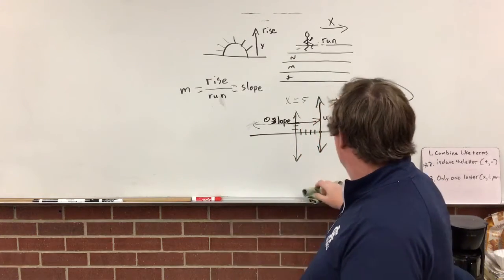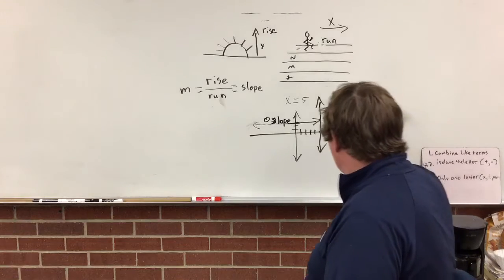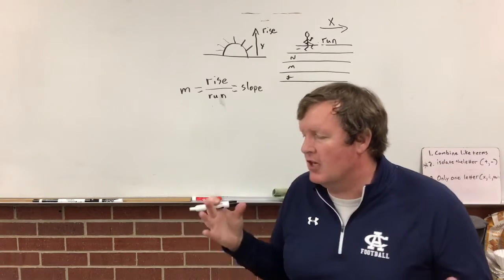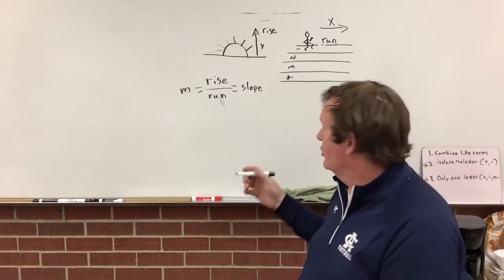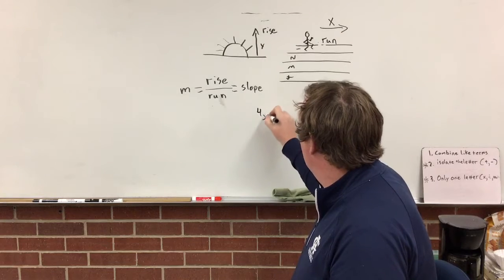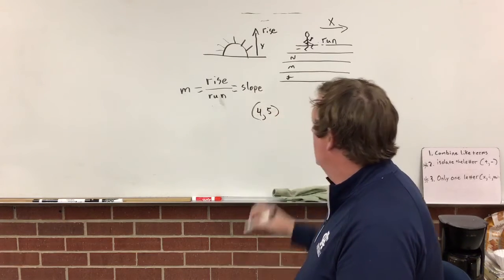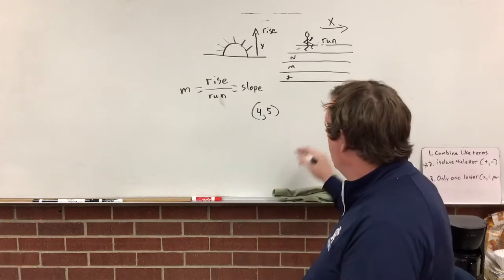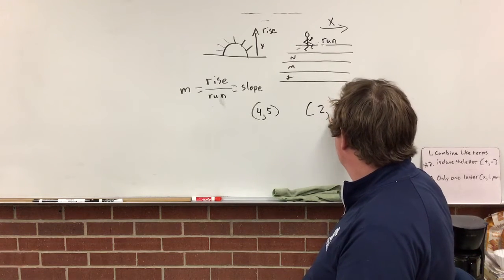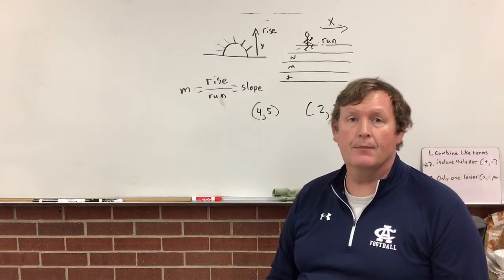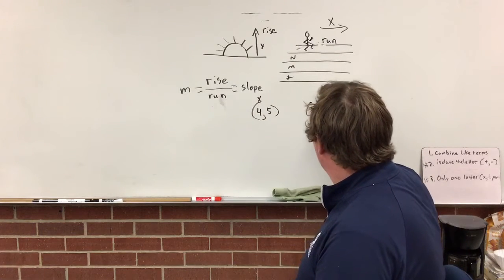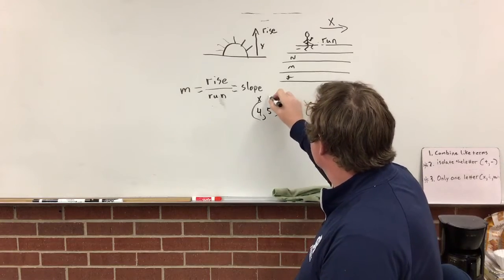So what happens when we have an angled line? How do we figure that out? Well, you can take any 2 points on that line and figure it out. So 2 ordered pairs. Let's say I have the ordered pair 4, 5 for 1 point on that line, and then the other ordered pair is 2, 2. Okay? So we recall x's are the first number, y's are the second number.